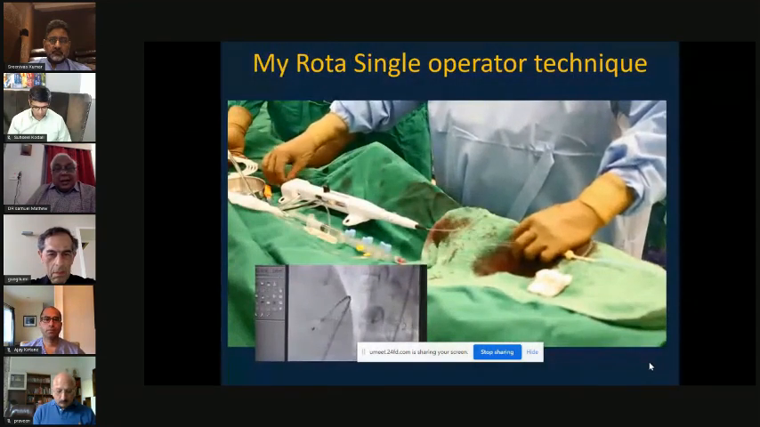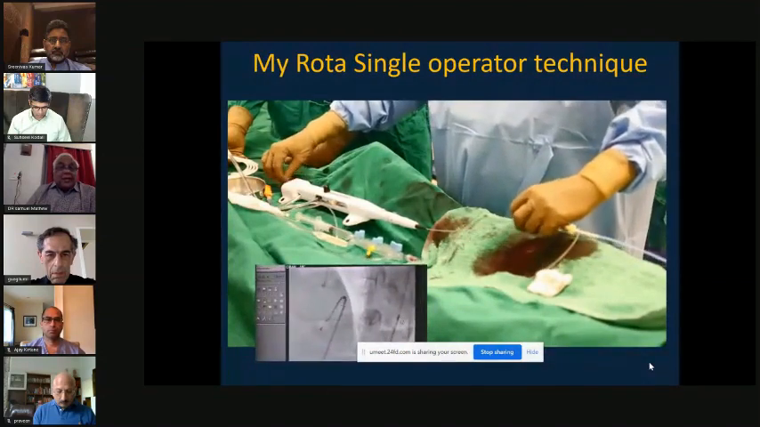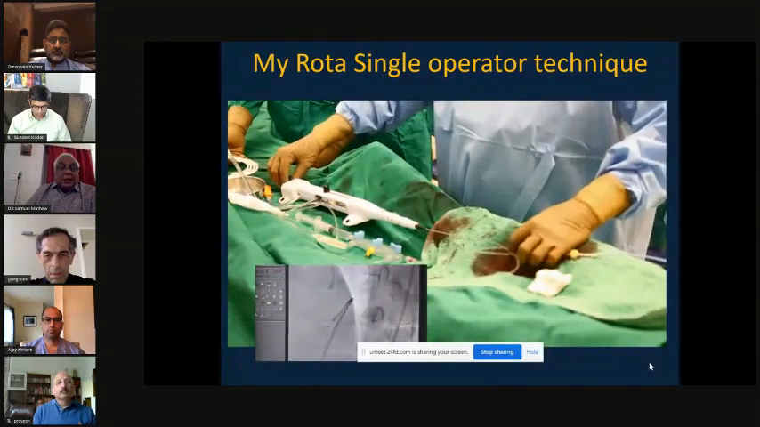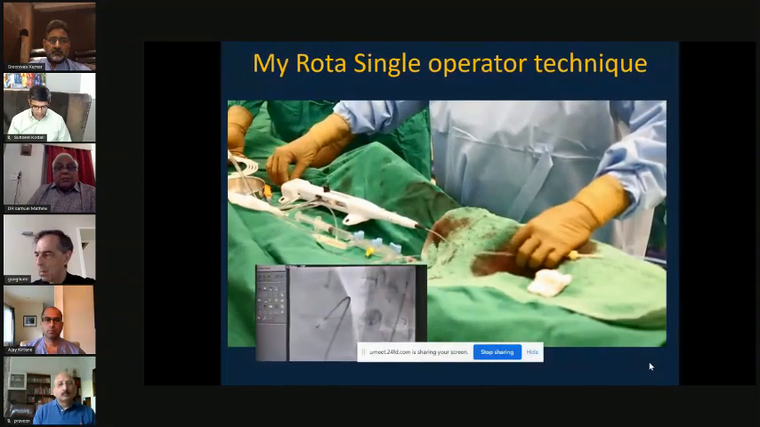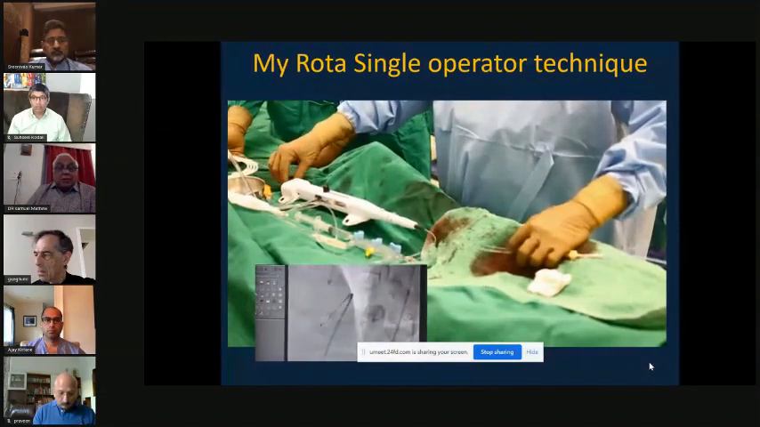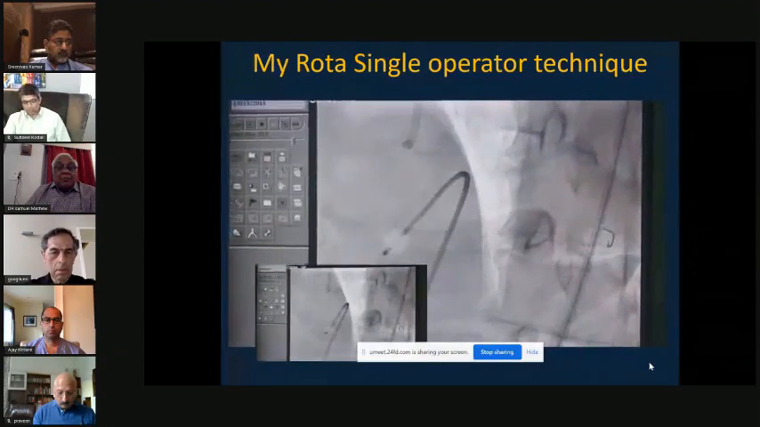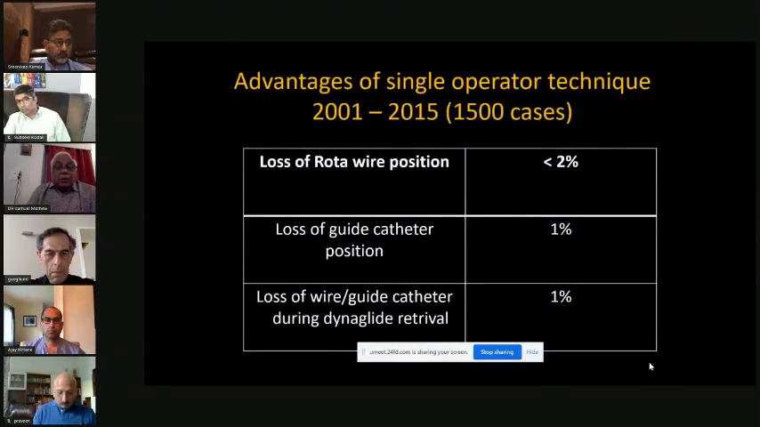This is the technique I developed about 15 years back, a single operator technique using both hands and able to advance the burr using this technique. This has been found to be extremely useful, and we have some advantages. Loss of rotor wire position is reduced to less than 2%. Loss of guide wire position is only 1%. Loss of guide wire and catheter, both during Dynaglide retrieval, is also less than 1%.